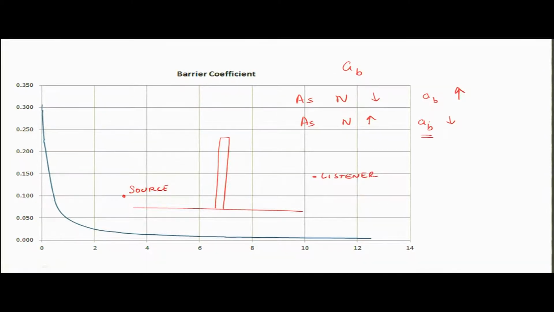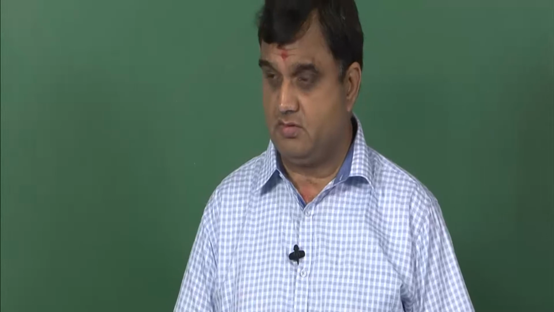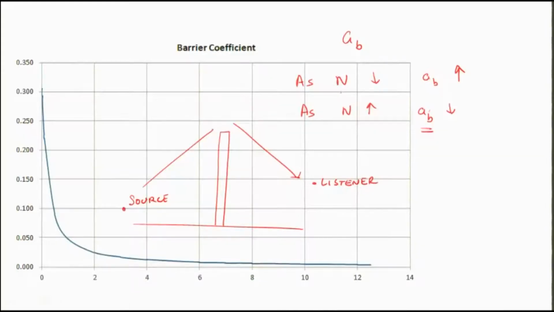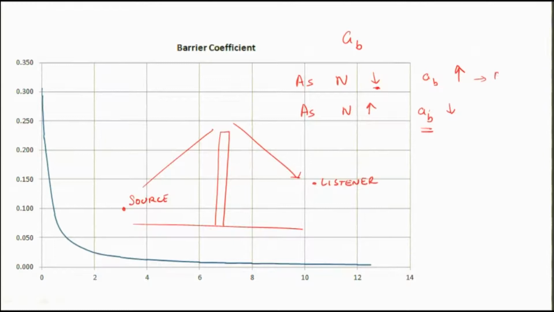So, if AB goes up, then more sound gets diffracted, right. If AB goes up, then more sound bends around and reaches the listener. So, the barrier becomes less and less effective. As N becomes less, AB goes up, and the barrier becomes less effective due to diffraction effects. And how does N become less?